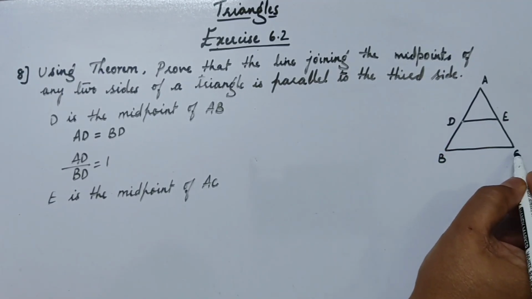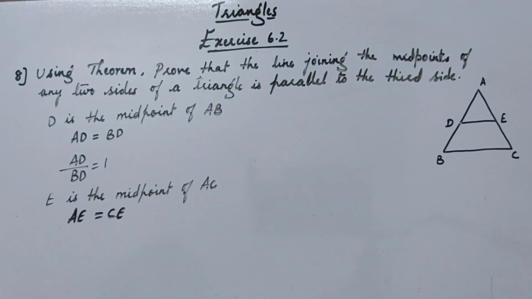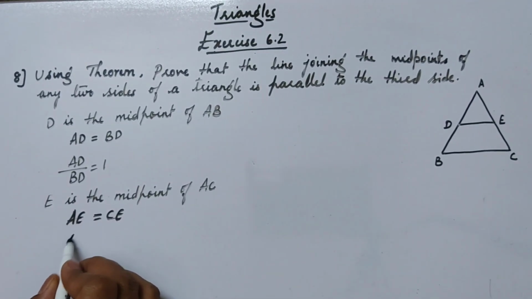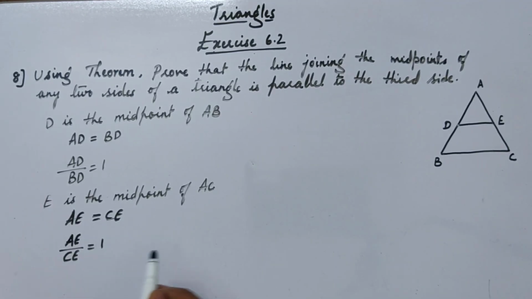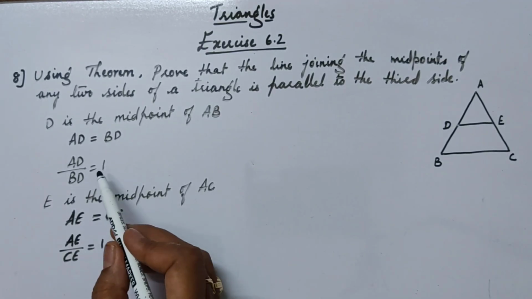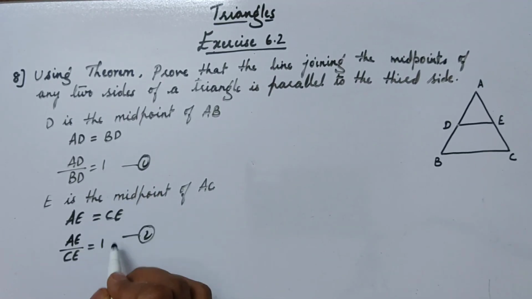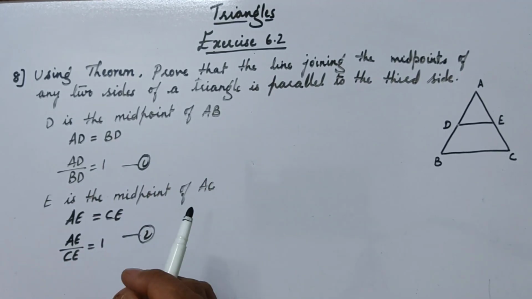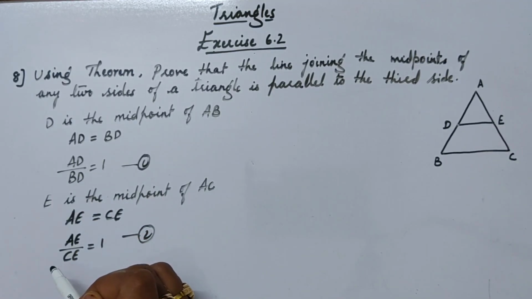When E is the midpoint of AC, I can write that AE is equal to CE. Now, AE upon CE equals 1. As you can see, this is 1 and this is 2. From 1 and 2, you can see both RHS are equal to 1. Then LHS are equal to each other.